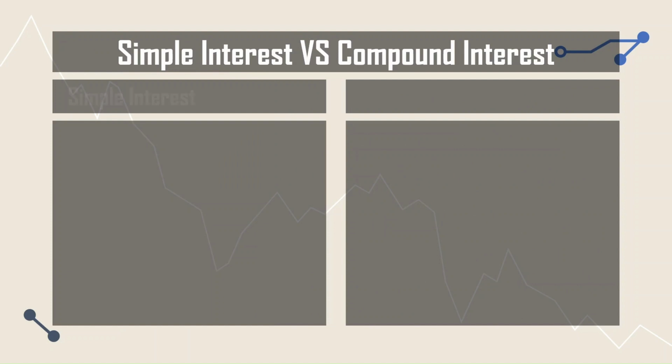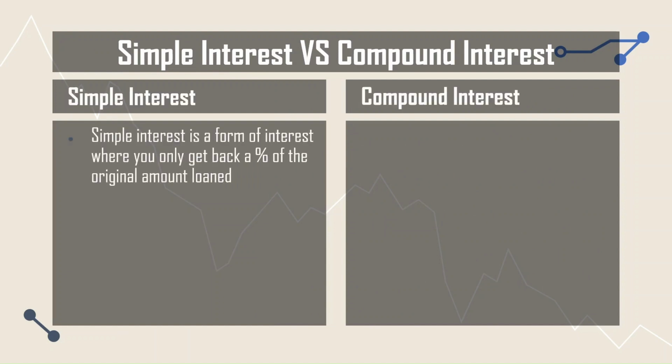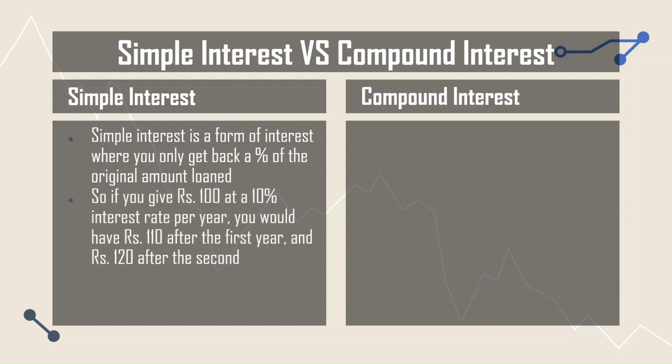Now, let's compare simple interest and compound interest. Simple interest is a form of interest where you only get back a percentage of the original amount loaned or the original amount you've deposited in your bank account. So again, let's take the 100 rupees at 10% interest rate. You'd have 110 rupees after the first year and just 120 rupees after the second.